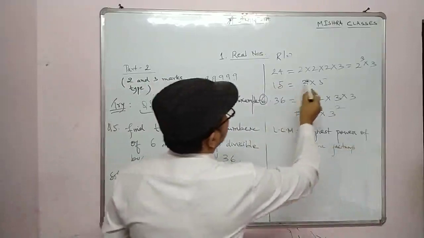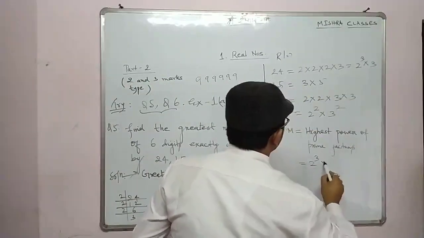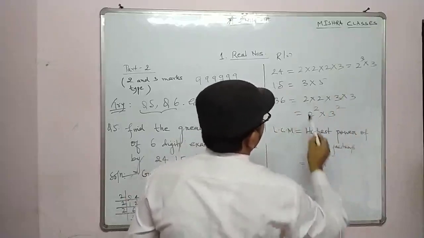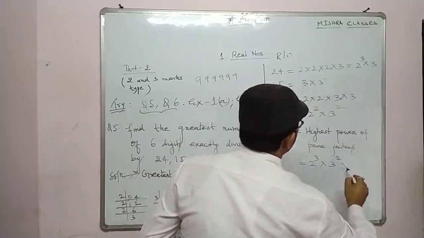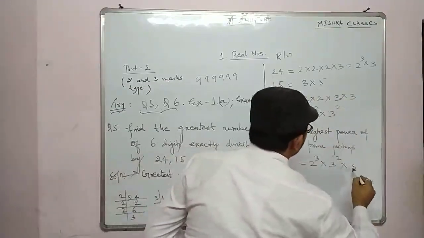What is the highest power of 2? 2 power 3 here, 2 power 2 there, so we write 2 power 3. Then 3 power 1 and 3 power 2, so we take 3 power 2. Then 5: 5 power 1 in both.